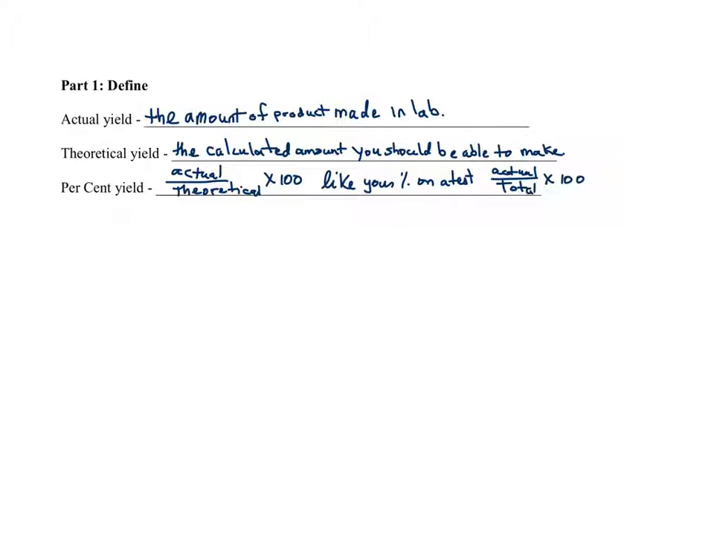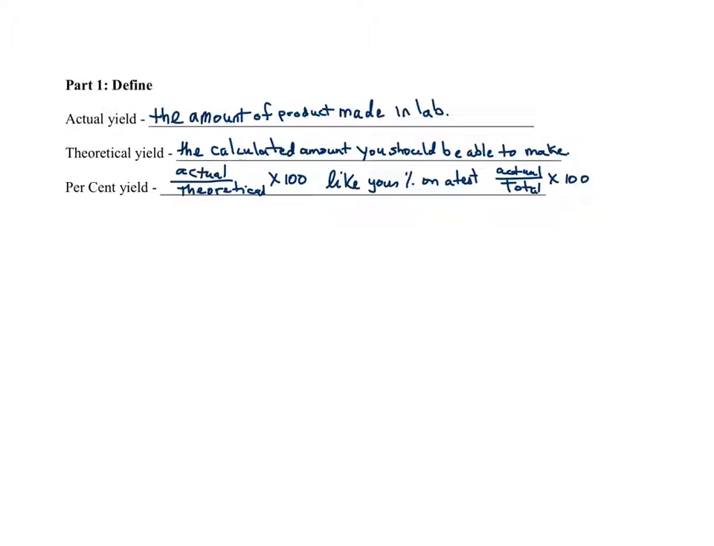To do percent yield problems, you need to know that percent yield is the actual yield divided by theoretical times 100. The actual yield is what you make in the lab. The theoretical yield is the answer to the stoichiometry problem. It's what you theoretically should make if everything goes well.